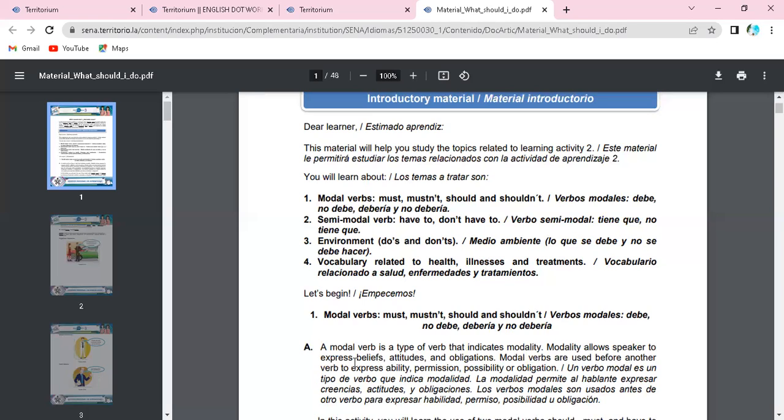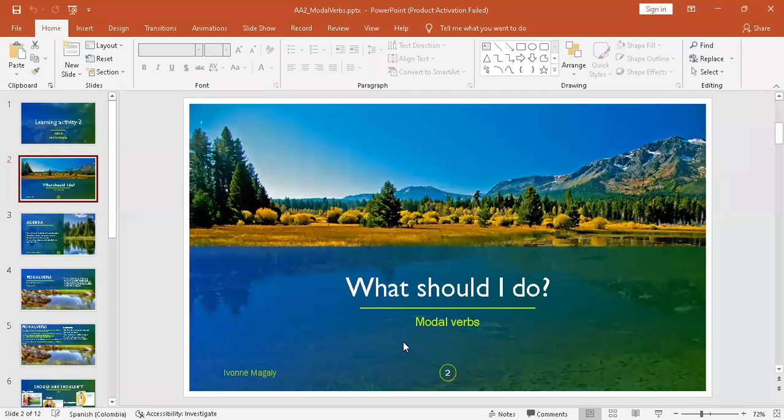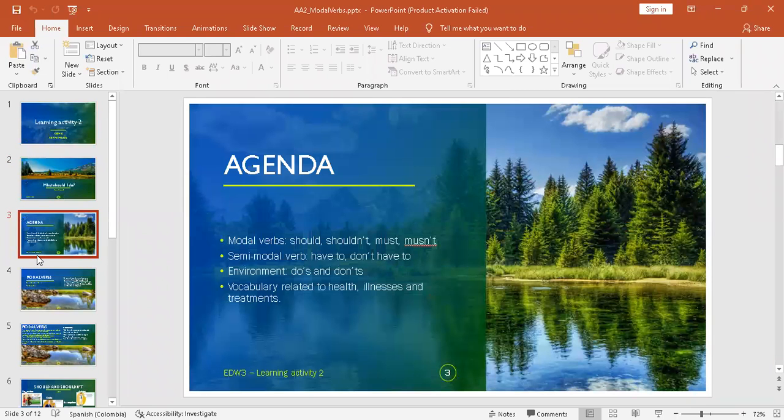Okay. So, here, I will share with you this PowerPoint. Okay, I made it for you also. So here we have learning activity 2, English that words 3, what should I do, modal verbs. The agenda is to see, to develop, to learn, to remember how to use the modal verbs, and the modal verbs should, shouldn't, must, mustn't.